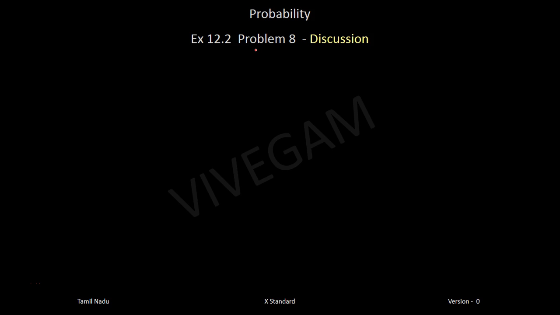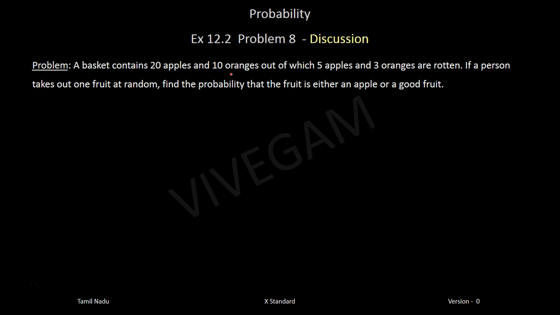Exercise 12.2, Problem 8, Discussion. So let's read the problem. A basket contains 20 apples and 10 oranges, out of which 5 apples and 3 oranges are rotten. If a person takes out one fruit at random, find the probability that the fruit is either an apple or a good fruit. So again, the key word is "or". So "or" means you have to use the addition theorem, the addition of probability theorem.